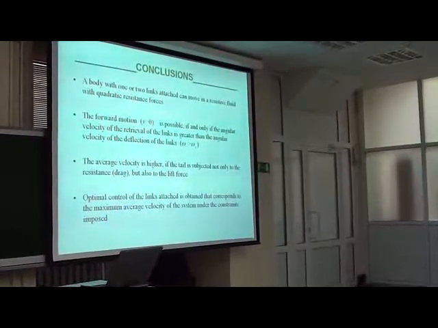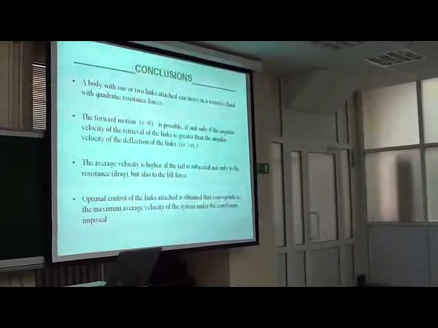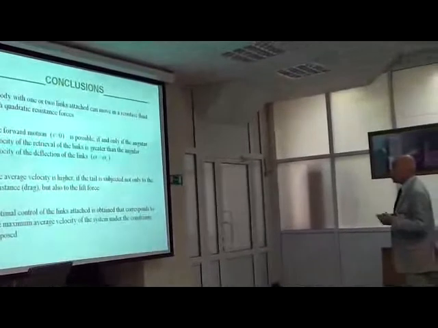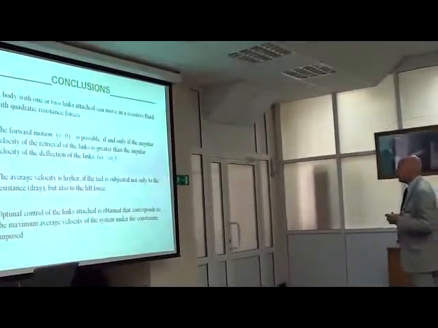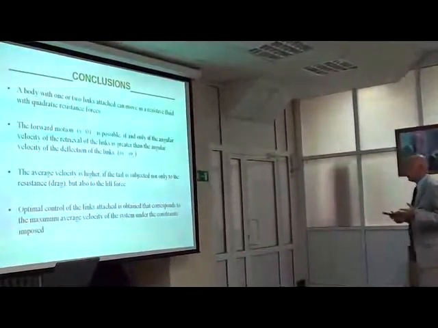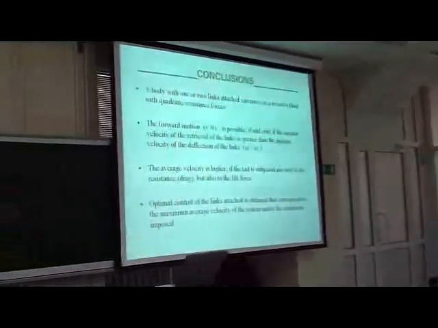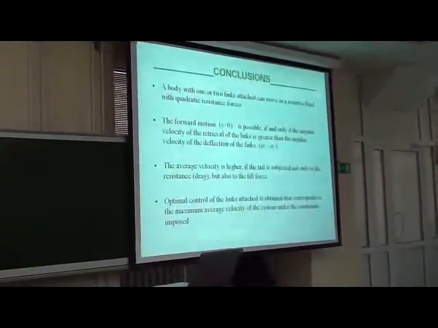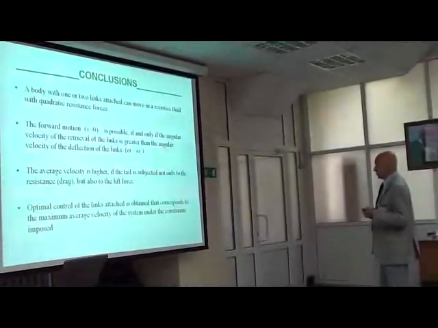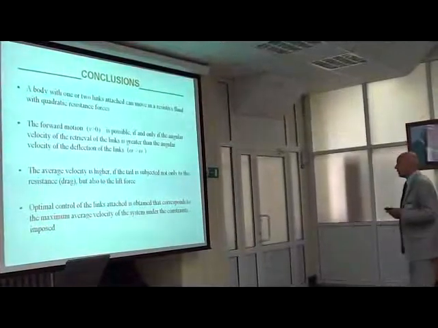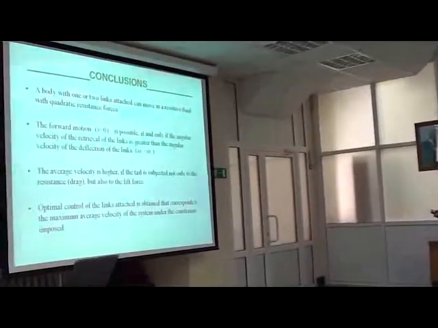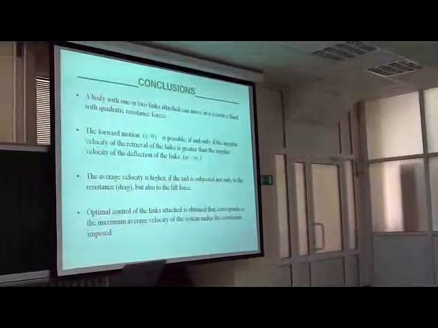The first conclusion: a body with 1 or 2 links attached can move in a resistive fluid with quadratic resistance forces. The forward motion is possible if and only if the angular velocity of the retrieval of the links is greater than the angular velocity of the deflection of the links. That I have proved. The average velocity is higher if the tail is subjected not only to the resistance but also to the lift force. Optimal control of the links attached is obtained that corresponds to the maximum average velocity of the system under the constraints imposed.